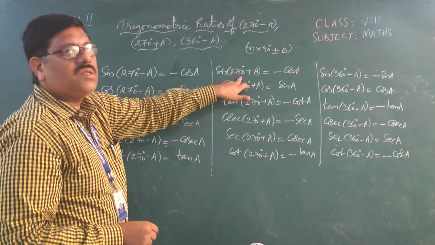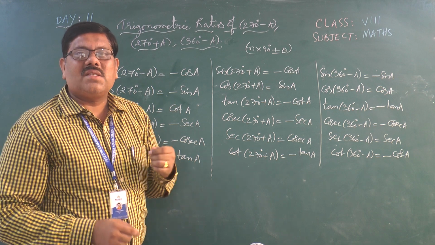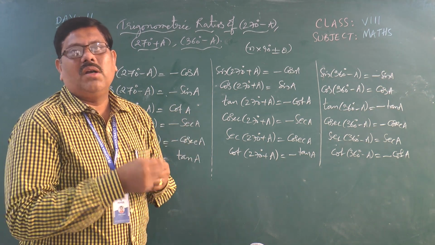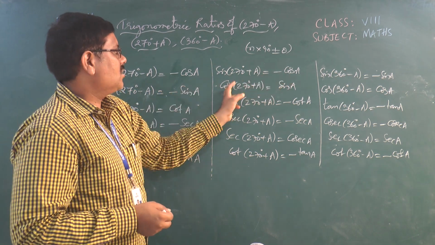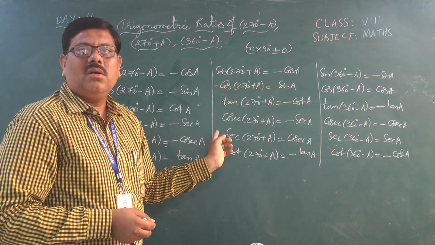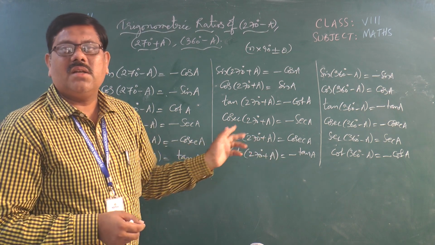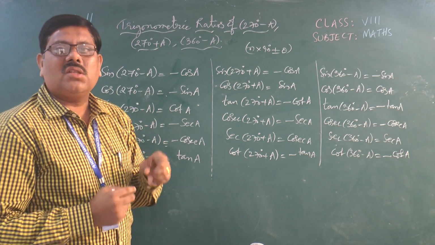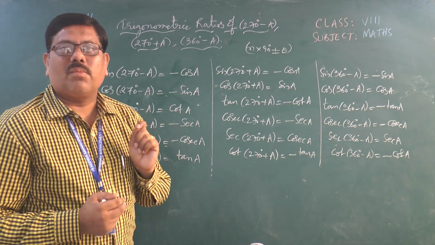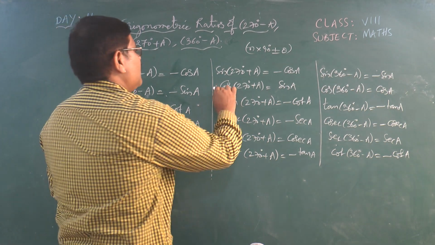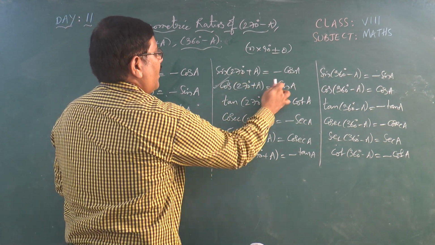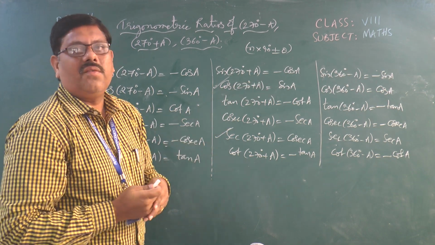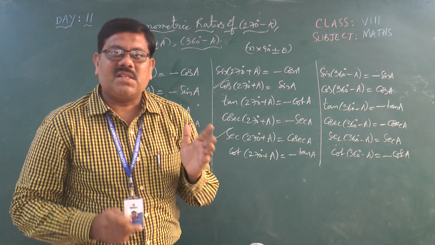Next, if we take 270 degrees plus a, it is an angle in quadrant 4. Okay, 270 is again an odd multiple of 90. So sine changes to cos, cos changes to sine, tan to cot, cot to tan, cosecant to secant, secant to cosecant. That is the first observation. Next, about signs. In the fourth quadrant, cos and secant are positive. So only their corresponding ratios will be positive. Rest of the ratios are negative. That is the second observation.